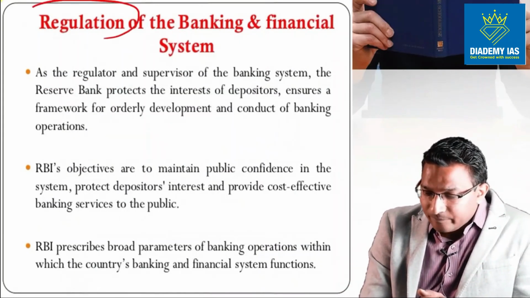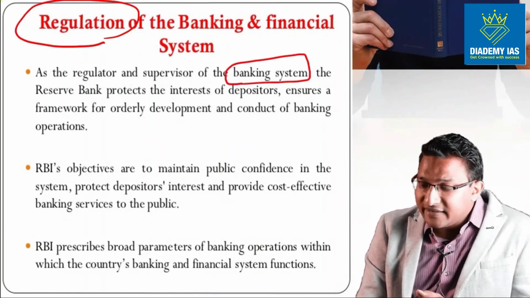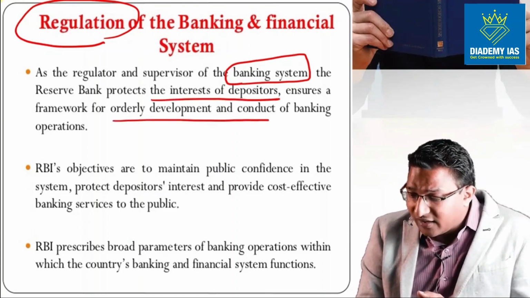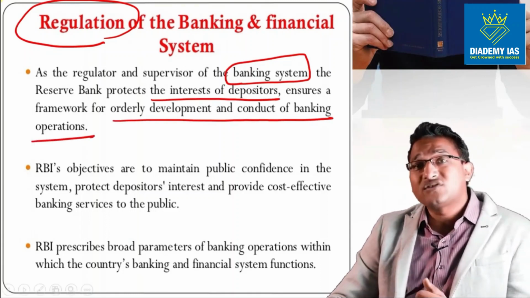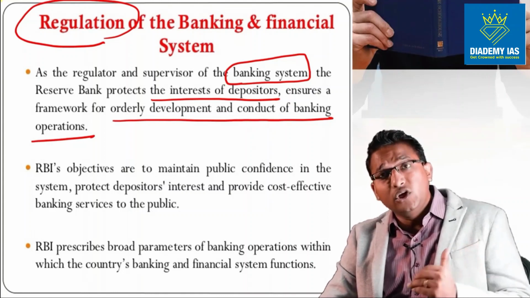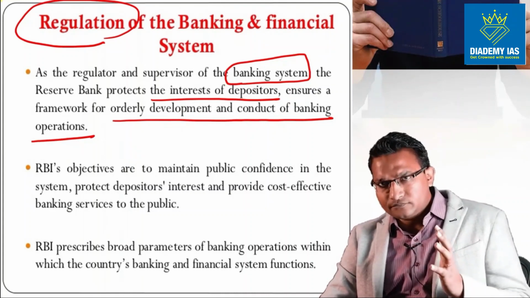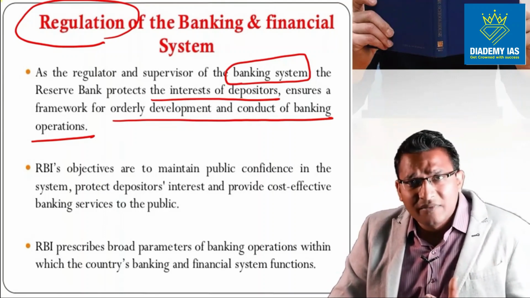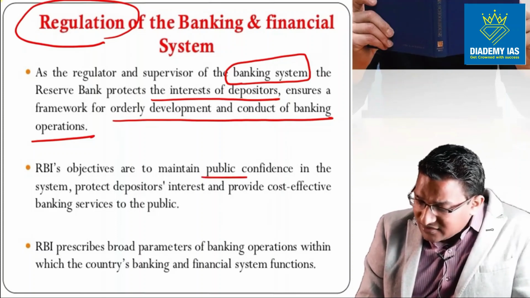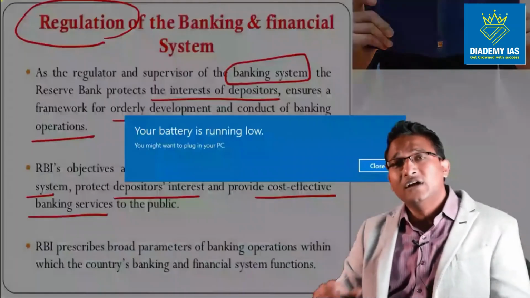Then a regulation function. As the regulator and supervisor of the banking system, right? The RBI protects the interest of the depositors, ensures a framework for orderly development of the conduct of banking operations. So RBI tries to give support to the new kind of banks. So we have payment banks, small finance banks. So all these new systems are basically encouraged under this role. RBI objective is to maintain the public confidence in the system, protect depositors' interest, and provide cost-effective banking services to the public. Right?